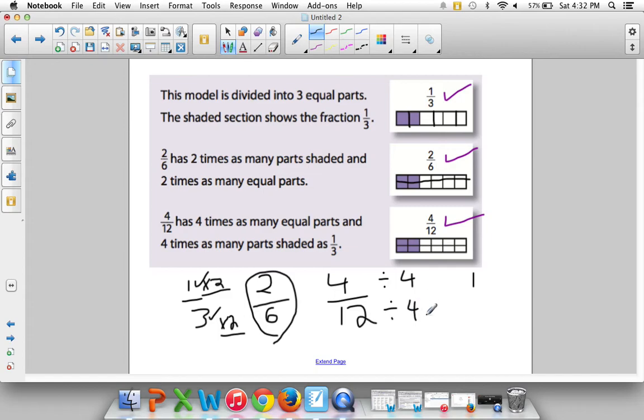And 12 divided by 4 is 3. And look, 4/12, because you divide the top and bottom by the same thing, has magically transformed into 1/3. And if you look at the pictures, it's still the same. It's the same thing, but said in a different way. That's what equivalent fractions are.